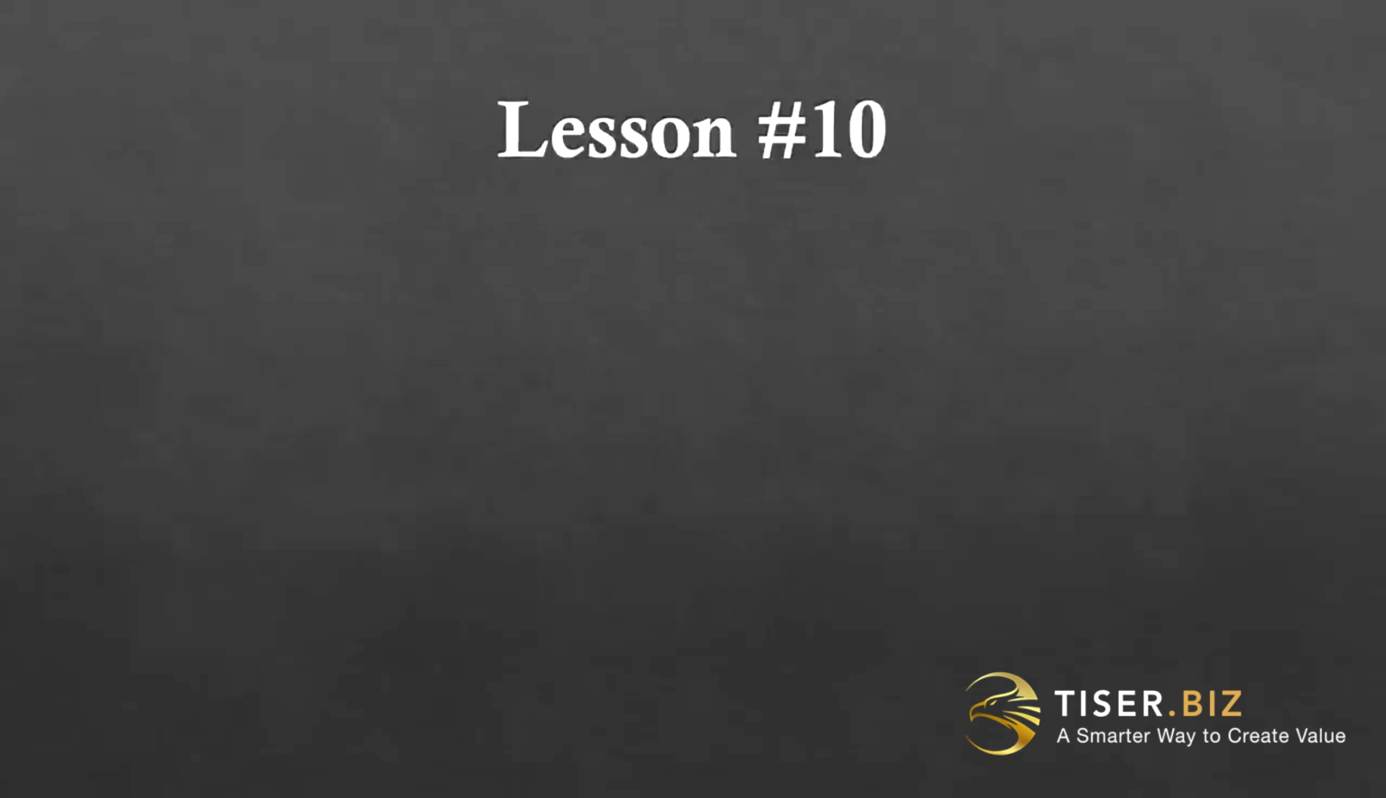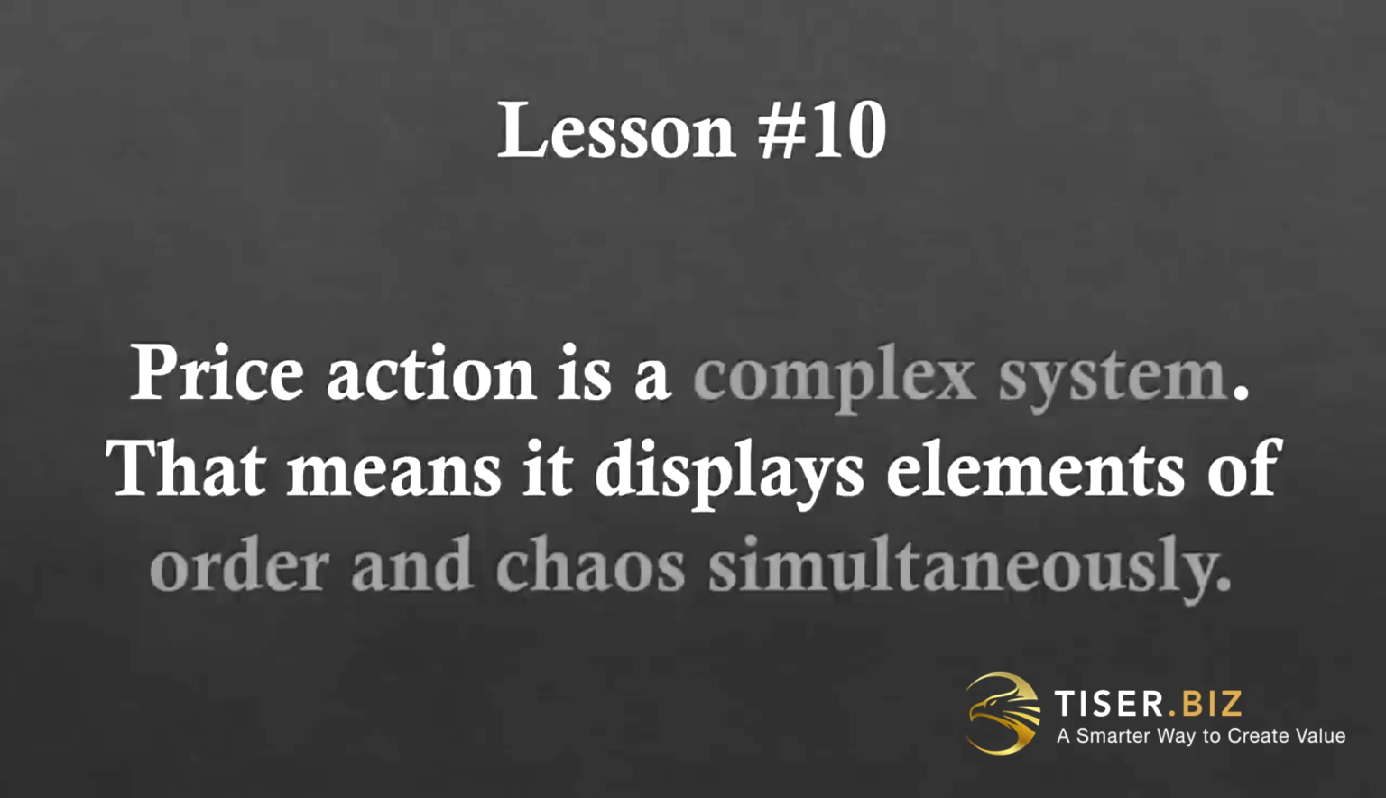Lesson number 10. Price action is a complex system. That means it displays elements of order and chaos simultaneously. The financial market is considered to be a complex system, whose main characteristic is to display order and chaos at the same time. Most people think that something can either be orderly or chaotic, but these two elements are not mutually exclusive. That means sometimes trading is very easy and sometimes trading is impossible.